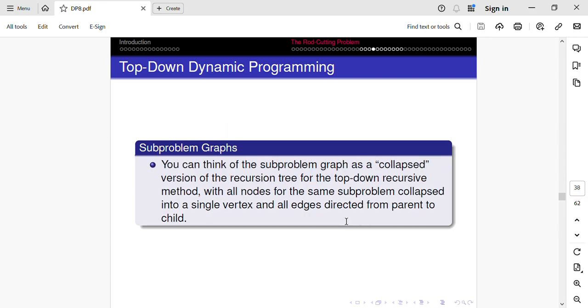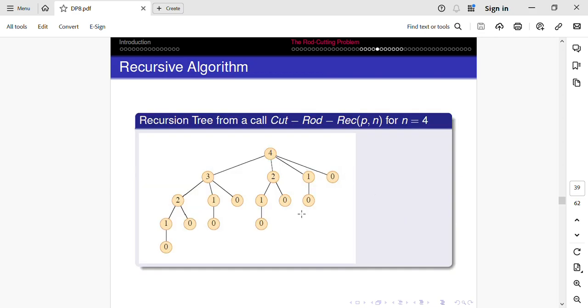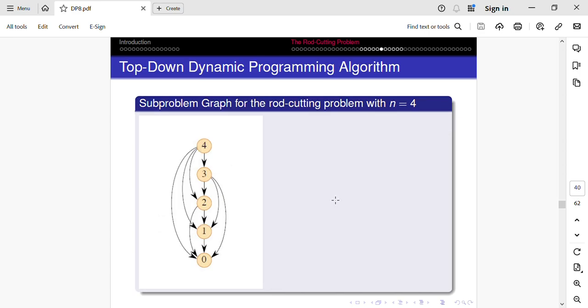You can think of subproblem graph as a collapsed version of the recursion tree for the top-down recursive method, with all nodes for the same subproblem collapsed into a single vertex and all edges directed from a parent to child. So this was the recursion tree where we have all the recursive calls. But in case of subproblem graph, we see for subproblem of size 4, it makes a recursive call to 3, 2, 1 and 0. So there is a directed edge from 4 to 3, 4 to 2, 4 to 1 and 4 to 0.